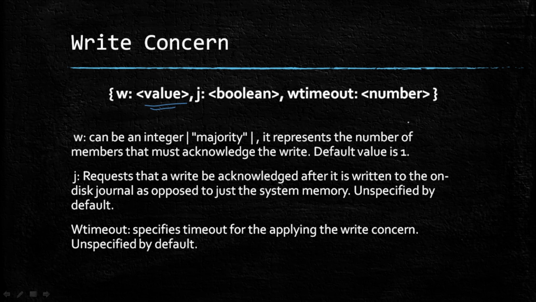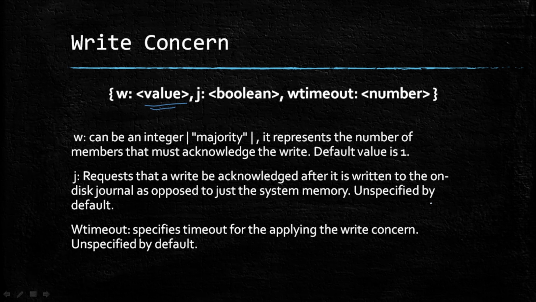Suppose you are using a cluster server and the database is replicated more than once. When you perform an insert statement and you are using this write concern, the acknowledgement will be sent to the other replicas of the server. Then next is j. It requests that a write be acknowledged after it is written to the on-disk journal, as opposed to just the system memory. The default value is unspecified.